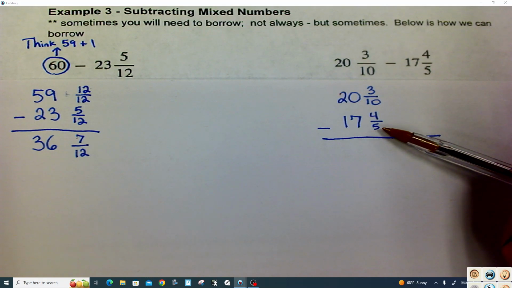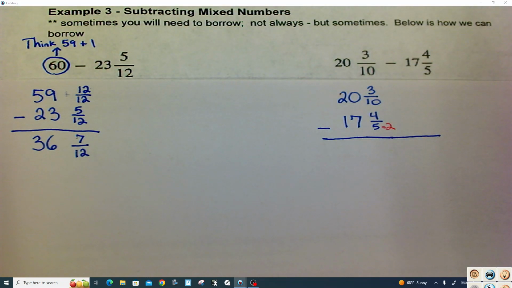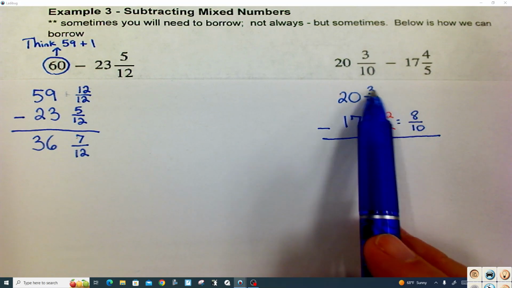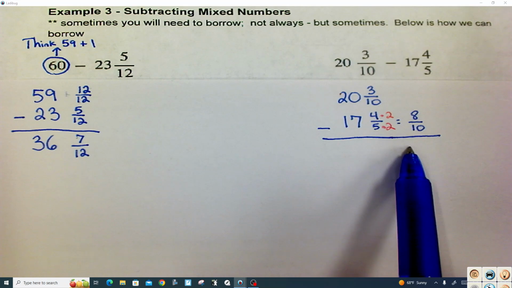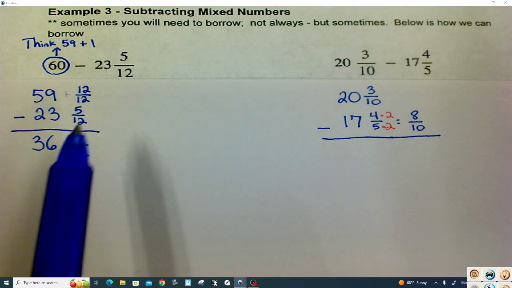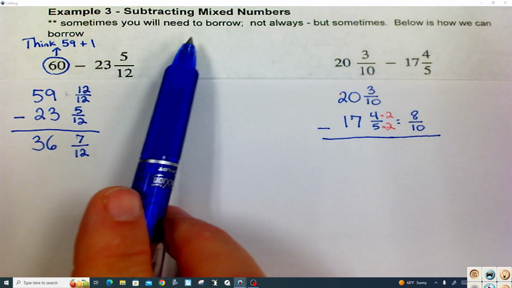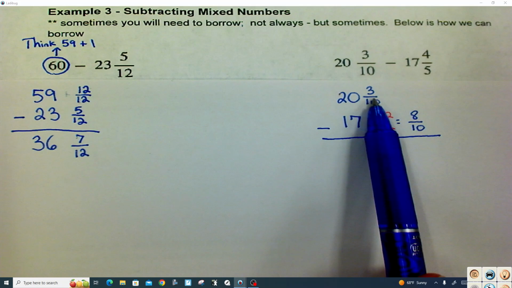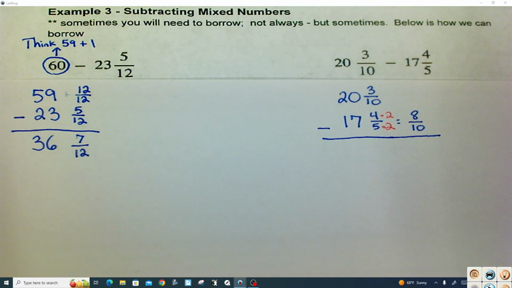I know I can turn the 5 into the 10, so I'm just going to multiply this by 2. And of course we have to multiply the numerator by 2 also. So now the situation we've run into is 3 minus 8. And I know 3 minus 8 is negative 5, but that's going to be a headache when we get a positive whole number over here. So again, I really don't want you to do it. I want you to basically borrow from your whole number. So we're going to make this 20 into a 19, and we're going to add a 1 to that 3/10.